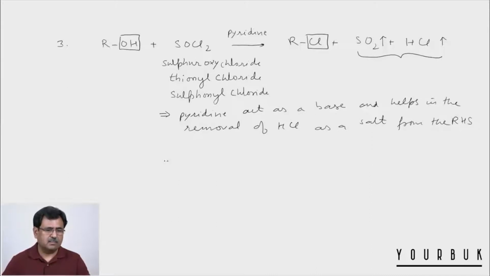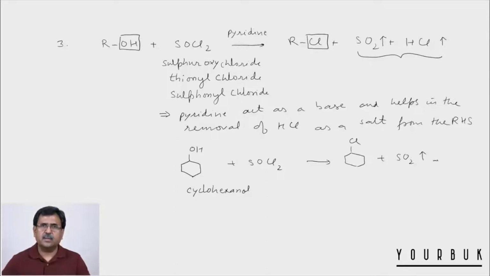So we will take one example, and the example is this. Now this is called cyclohexanol. And we are reacting it with SOCl2, it gives chlorocyclohexane as the major product, and the side products are SO2 gas and HCl gas. This is called chlorocyclohexane.